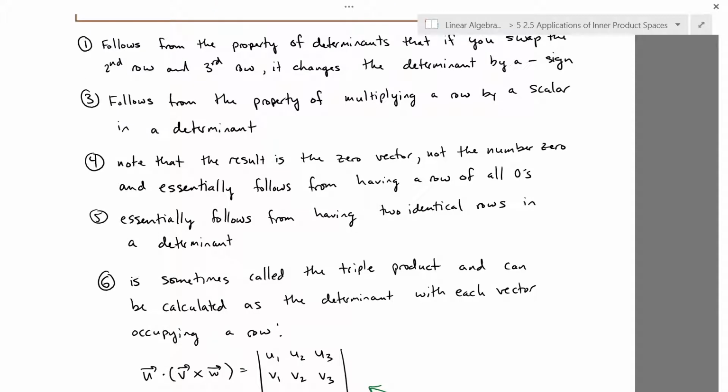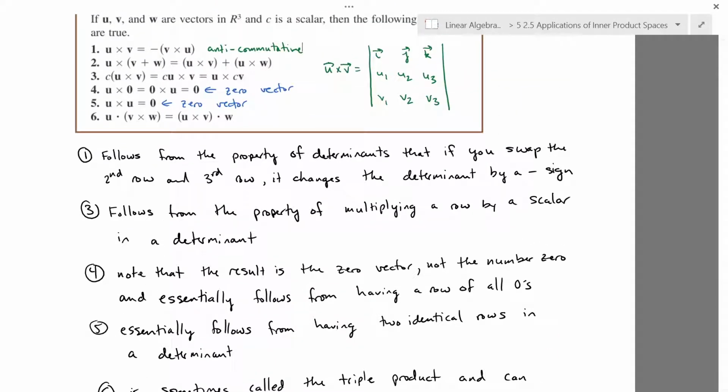And then finally, in property 6, where you're mixing the dot product and the cross product, this calculation first of all makes sense because the result of v cross w is a vector, and so you're taking the dot product of two vectors, right? So the result of this is a number and not a vector.